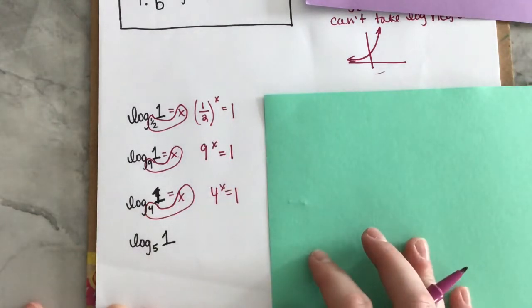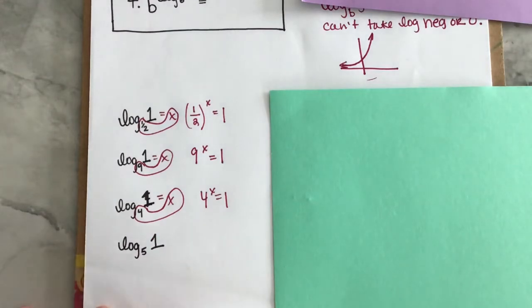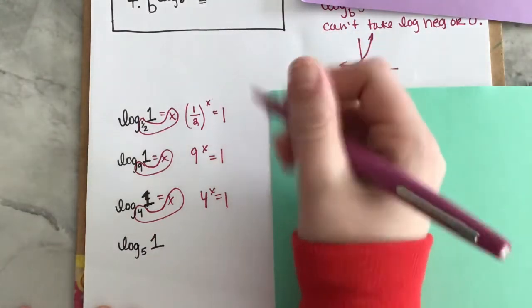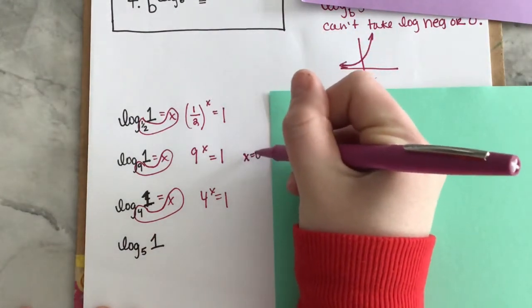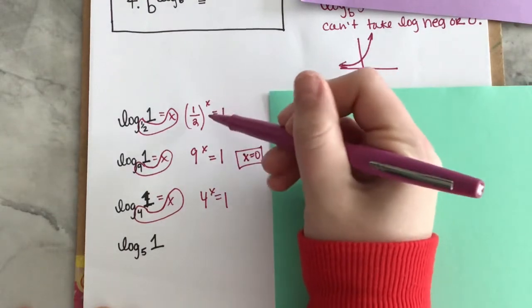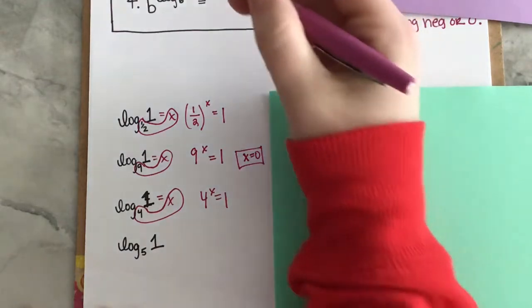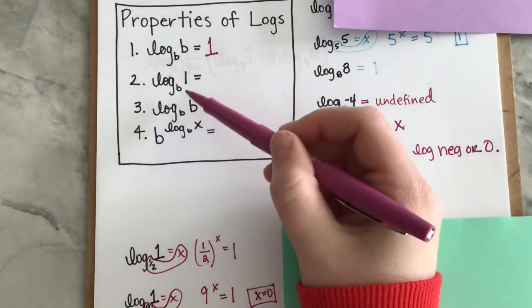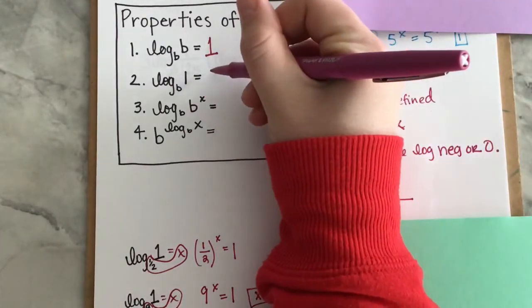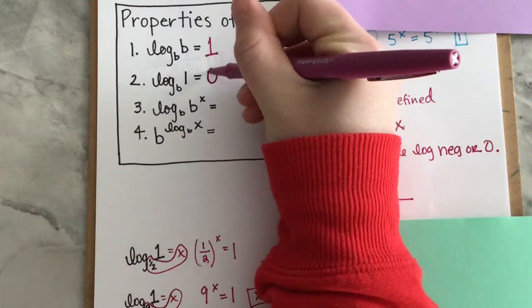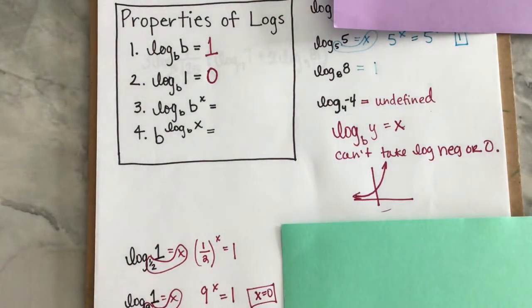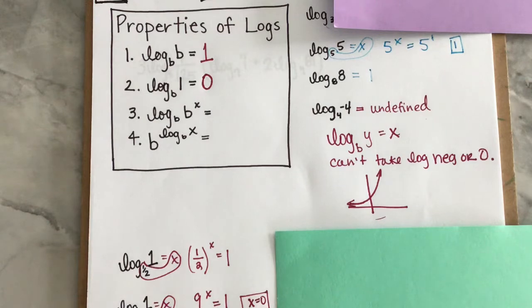Well, the only number that could possibly make all of these equal 1 would be if x equals 0. Because any number raised to the 0 power will always equal 1. So whenever you guys see log base b of 1, that's always going to equal 0. And knowing these is going to make doing some of the other problems later on way easier for you.